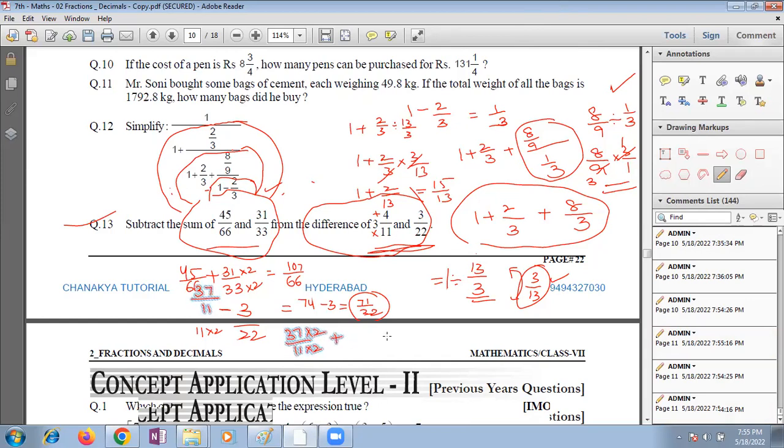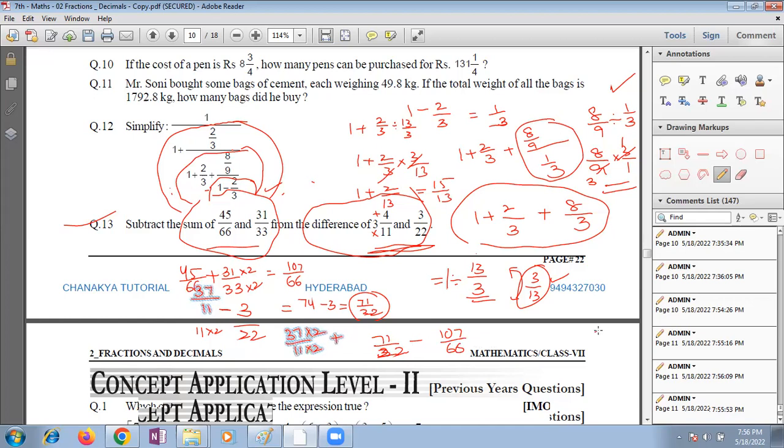37 twos are 74. Ma'am, I think it's 71 by 22, minus 53 by 71 by 23. Then from this, 32. What should I do? Subtract the sum from the difference. The difference I thought was 71 by 22. This is 107 by 66. To make them like, what should I do?